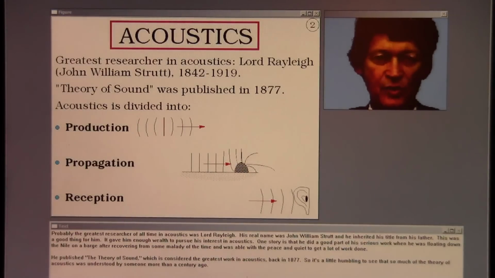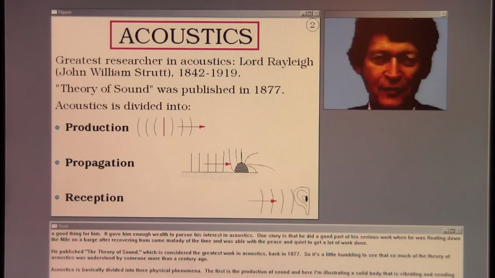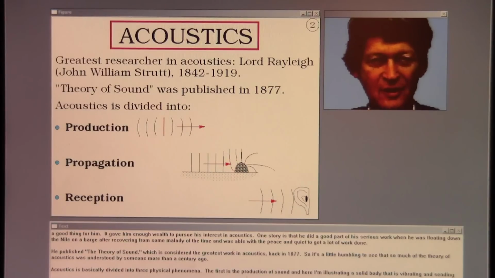Probably the greatest researcher of all times in acoustics was Lord Rayleigh. His real name was John William Strutt, and he inherited his title from his father. This was a good thing for him. It gave him enough wealth to pursue his interest in acoustics.